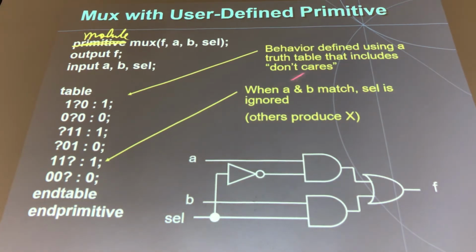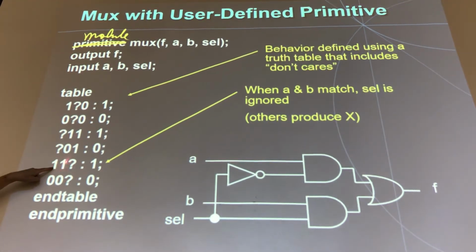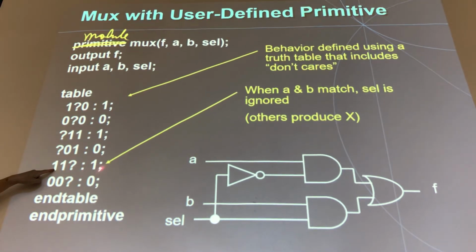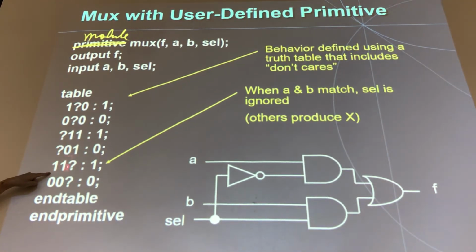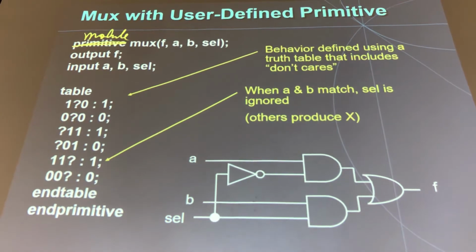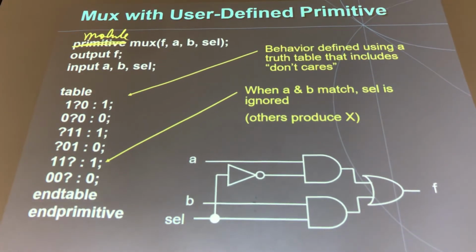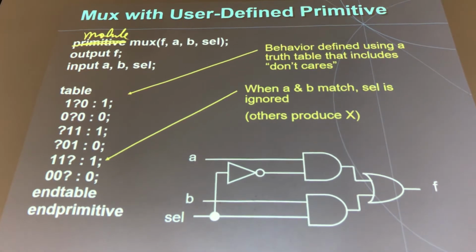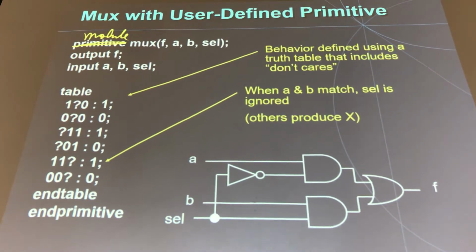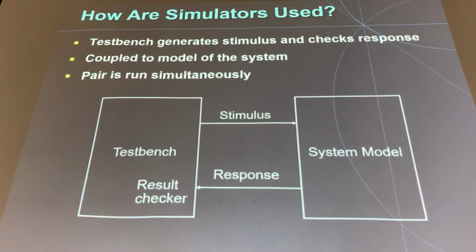Here we say that when A and B match, cell is ignored. Simply meaning that both A and B are 1. The output has to be 1, no matter what value cell is, right? No matter which one you choose, you get 1 in the output because both are 1 input. Well, actually, we don't have to really understand the meaning, but just give you some idea.